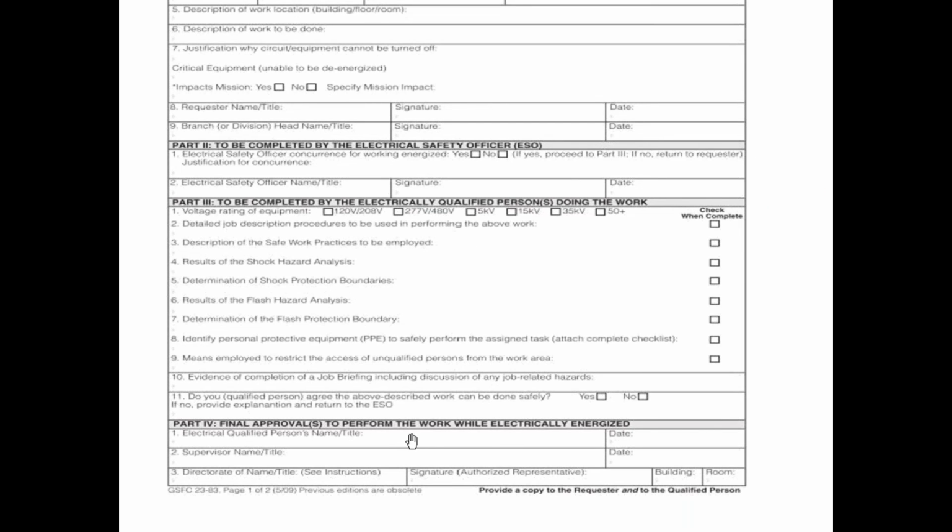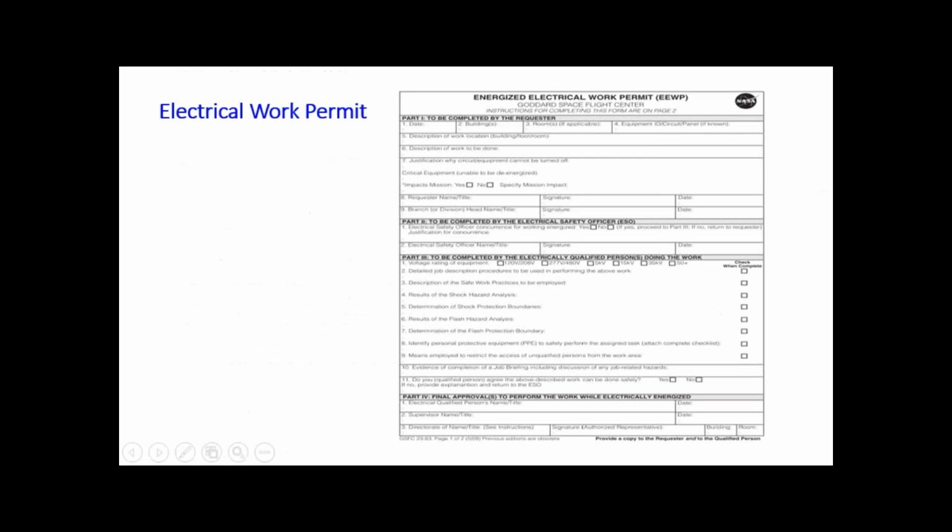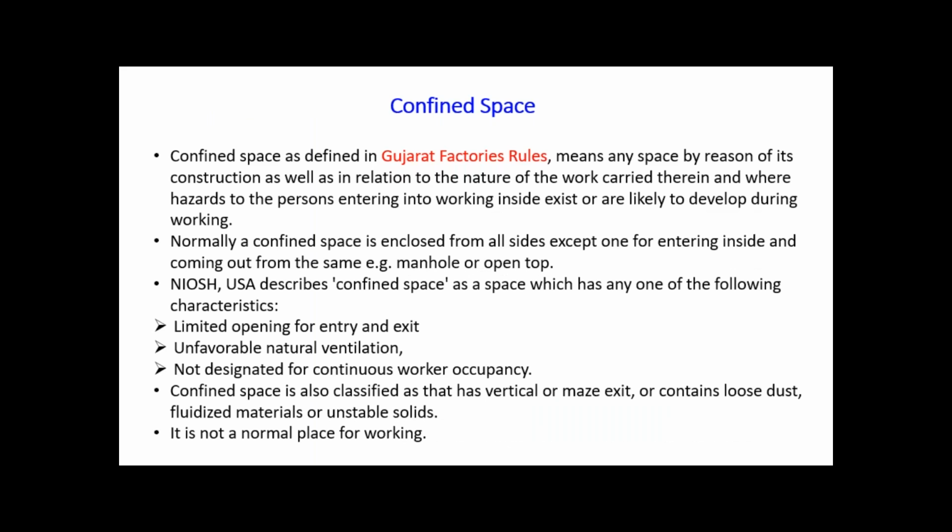Then part 4 is the final approval to perform the work while electrically energized. Before starting, before utilizing this electrical energy, we have to check again, and the person who is qualified in this area and responsible for that area should check all these electrical parameters before starting the equipment or the operations. And then if the conditions are okay, the signed date and time should be mentioned by that person. So these are the examples of the sample electrical work permit systems.